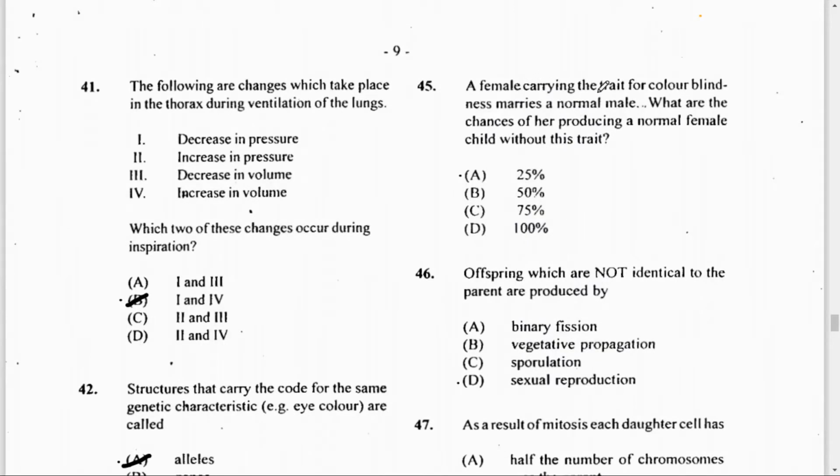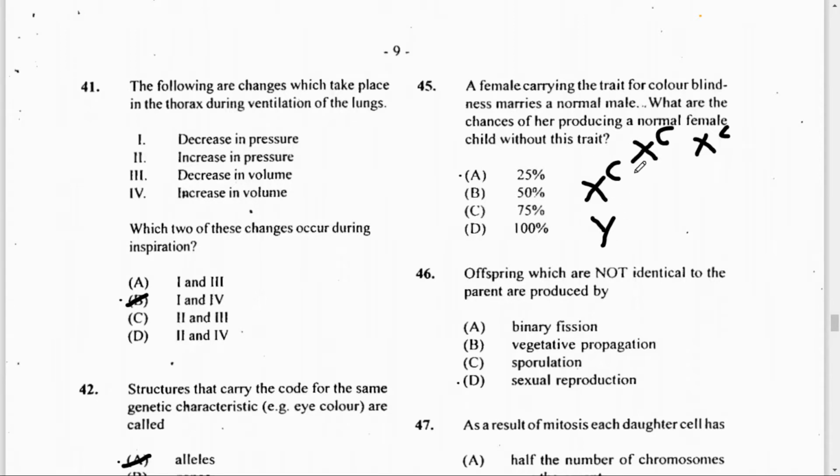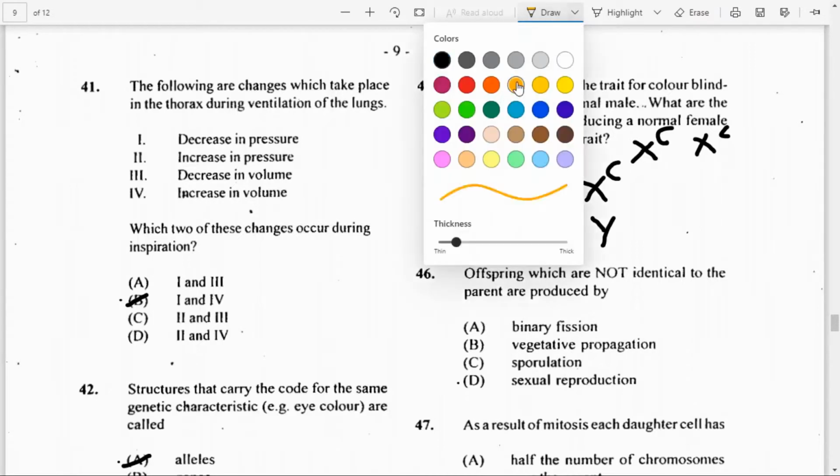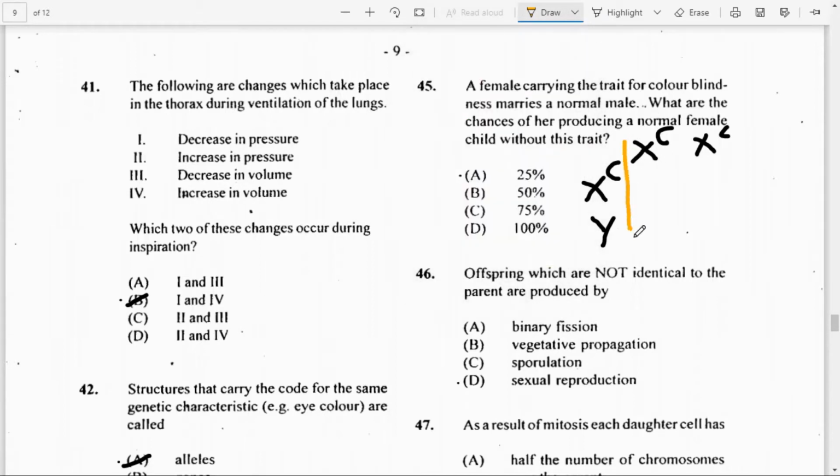Okay, let's look at the next question, number 45. A female carrying the trait for color blindness marries a normal male. So the female would be X big C, X small c, because she is a carrier. The male is normal, so the male would be X big C, Y. Always remember males are XY and females are XX. So let's do the cross, because we want to find out the chances of her producing a normal female child without the trait. Let's draw the Punnett square.